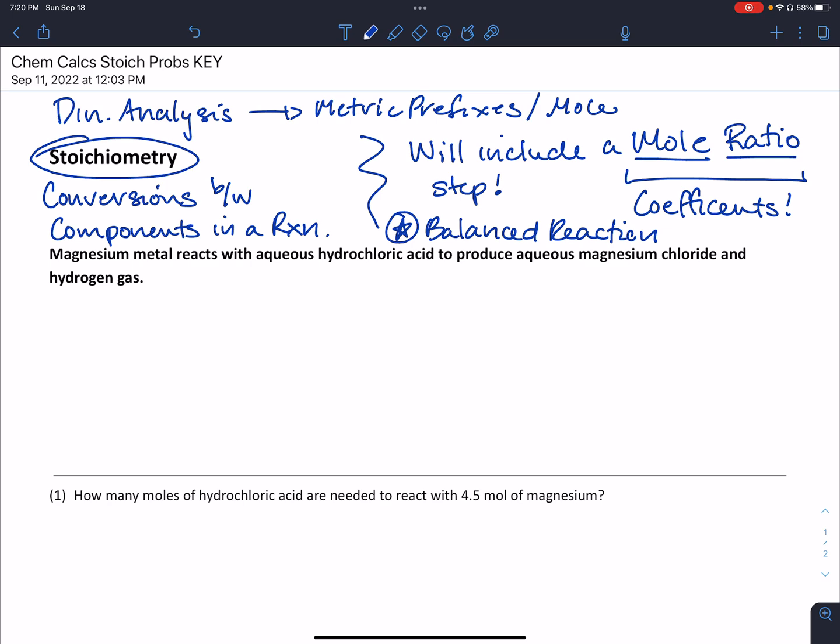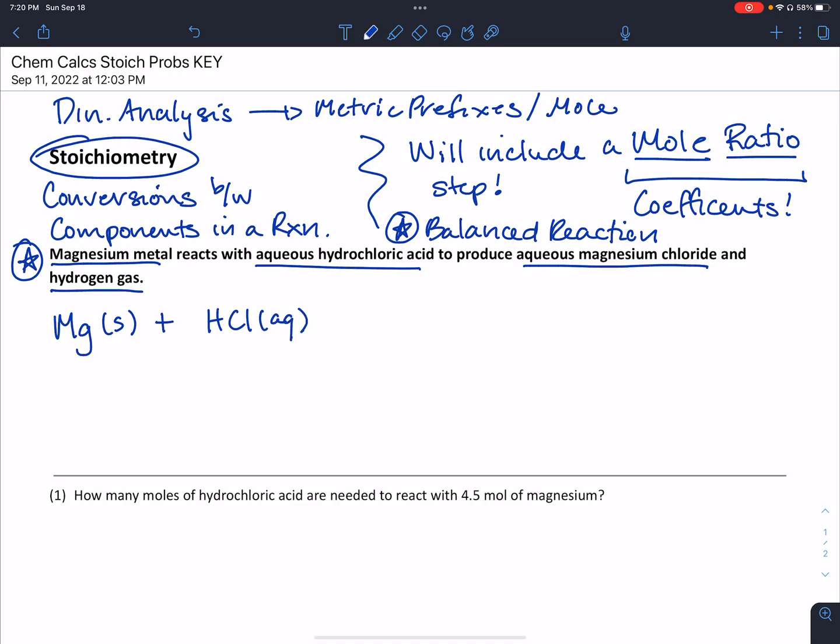All right, so let's look at our first problem. All these problems are going to use this reaction that's described here. Magnesium metal reacts with aqueous hydrochloric acid to produce aqueous magnesium chloride and hydrogen gas. So we start with our magnesium metal, that's magnesium solid. Hydrochloric acid, we should know, is HCl, and aqueous is represented with an (aq) after the compound. Magnesium chloride, magnesium's +2, chlorine's -1, so we get MgCl2, also aqueous. And then hydrogen gas. Hydrogen's one of our diatomics, so we list it as H2, gas.